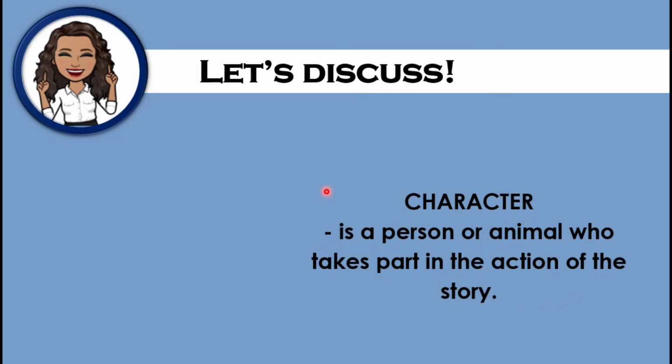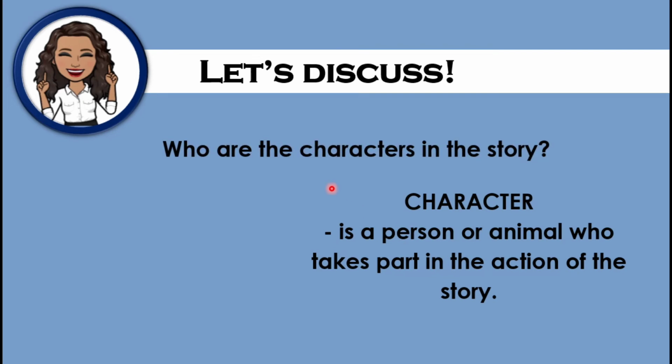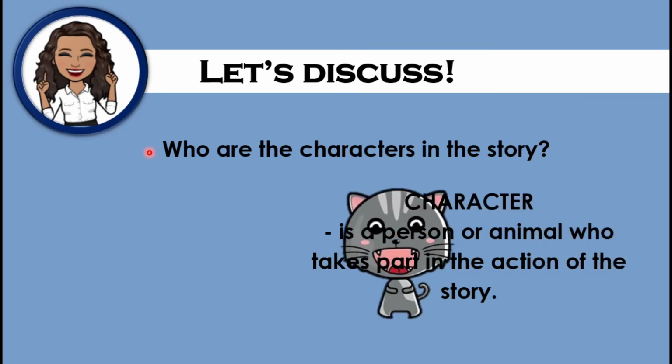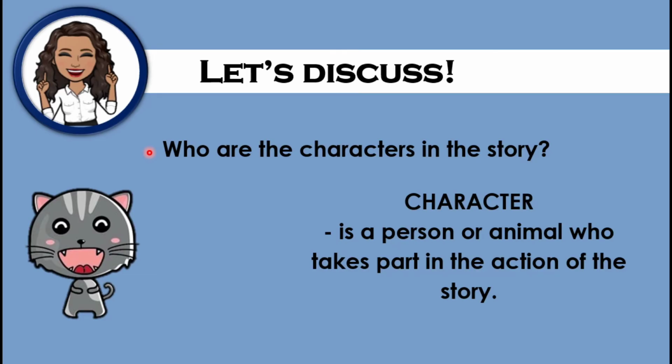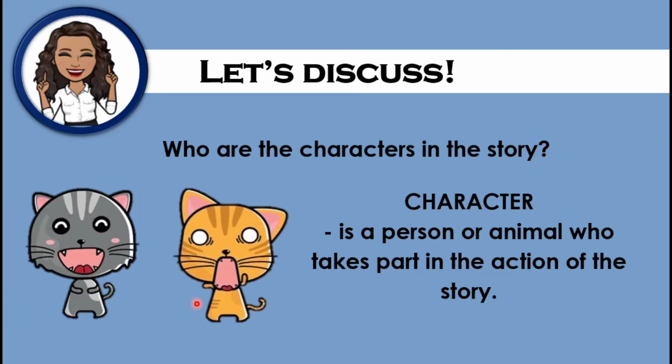First, we have here the first element of a story, and this is what we call the character. A character is a person or animal who takes part in the action of the story. In the story of Snow White, our characters are Snow White and the Seven Dwarfs. Now, can you tell me who are the characters in the story that you have watched? That's great! The characters are the gray cat and the yellow cat. You got it right. You are amazing.